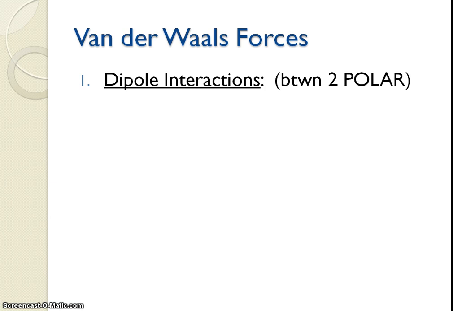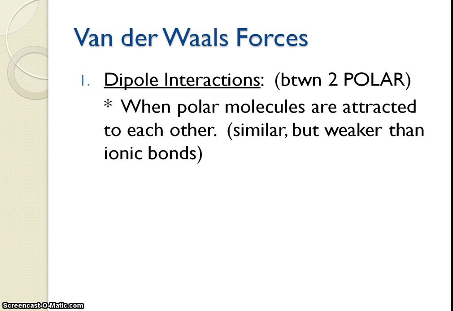The first one is called a dipole interaction, and this happens between two polar molecules. So it's exactly like what it sounds. Di means two and pole means polar. So a dipole is between two different polar molecules. And this one kind of makes sense because you should be familiar with the word polar. It means that the electrons are not being shared evenly. So you have one side of the molecule that's slightly negative and one side of the molecule that's slightly positive.